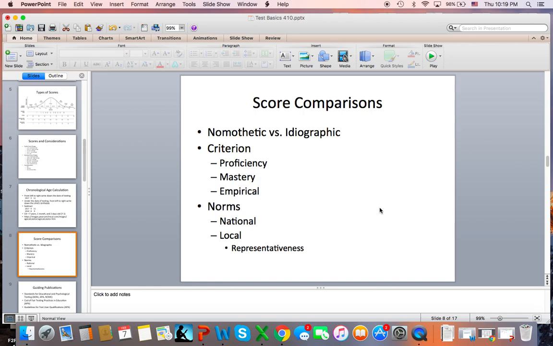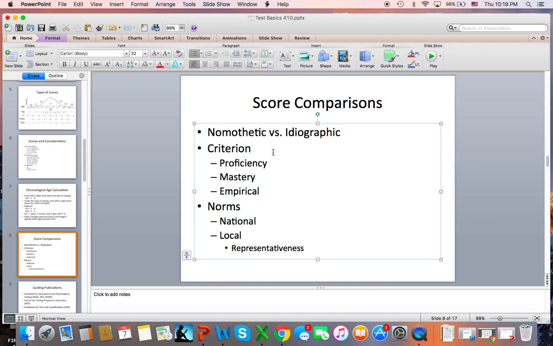So in terms of score comparisons, we have to consider, who are we comparing a student's score to? There's a nomothetic approach and an idiographic approach. Nomothetic comparisons are where you're comparing an individual score to a group-based score. For instance, you give a child the WIAT, the Wechsler Individual Achievement Test, and you compare their scores to those norms. You're making a nomothetic comparison because you're comparing an individual student's score to a group-based average score.